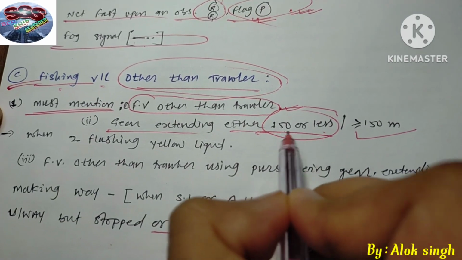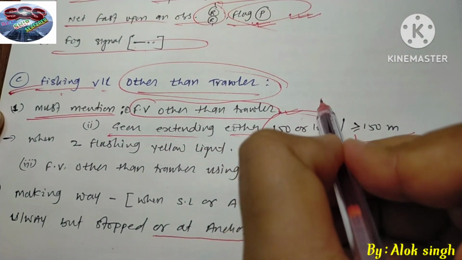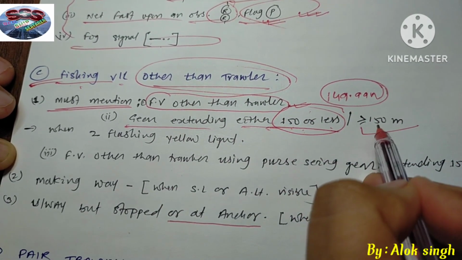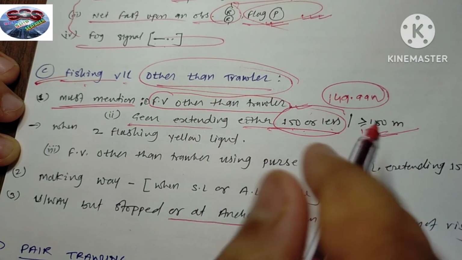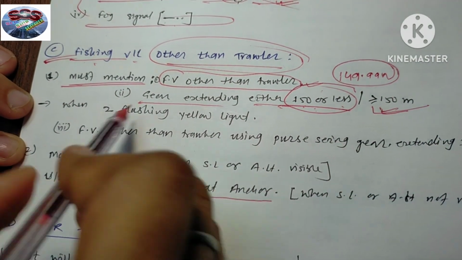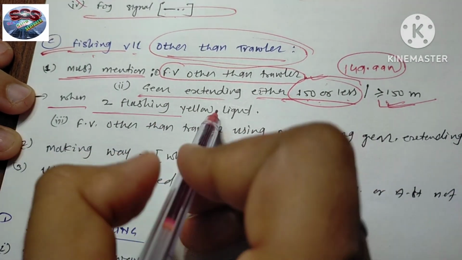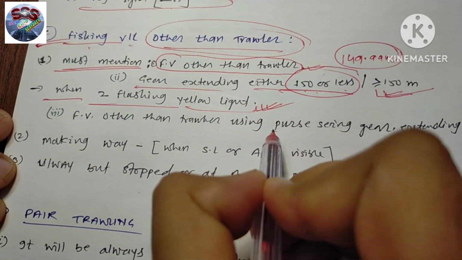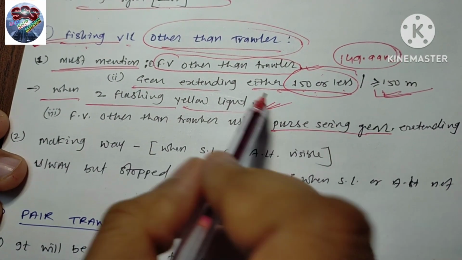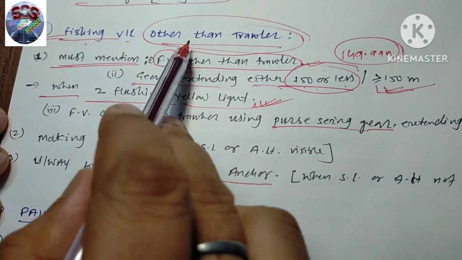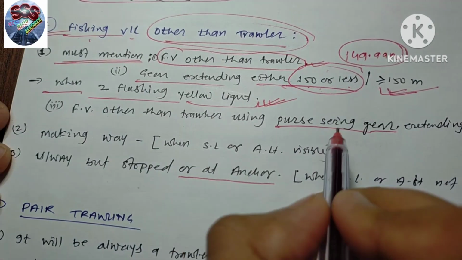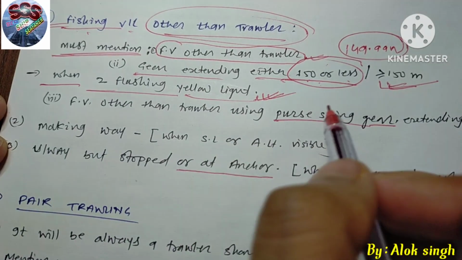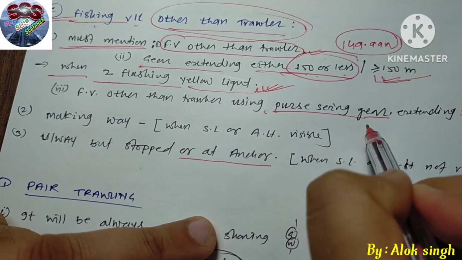Here also we have to make it clear: less than 150 meters means only up to 149.99 meters, and anything more than 150 includes 150 meters. So here the thing to mention is more than or equal to 150 meters. When two flashing yellow lights are shown, this is an indication for a vessel fishing with purse seine gear. In this condition also we have to say fishing vessel other than trawler, not just mentioning the gear, but we have to mention fishing vessel other than trawler using purse seine gear.